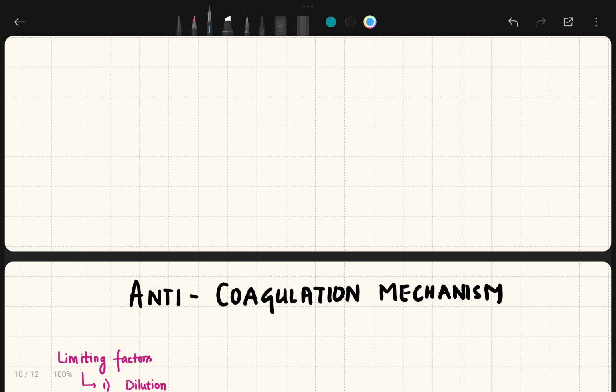We have already discussed how coagulation takes place. So we are going to discuss how the anticoagulation mechanism takes place in our body. As we know, if coagulation is taking place at the site of injury, it is very important to limit the coagulation to the site of injury only, right? And when there is wound healing after that, we have to stop the coagulation also. So what are the mechanisms that take place in our body for this anticoagulation?